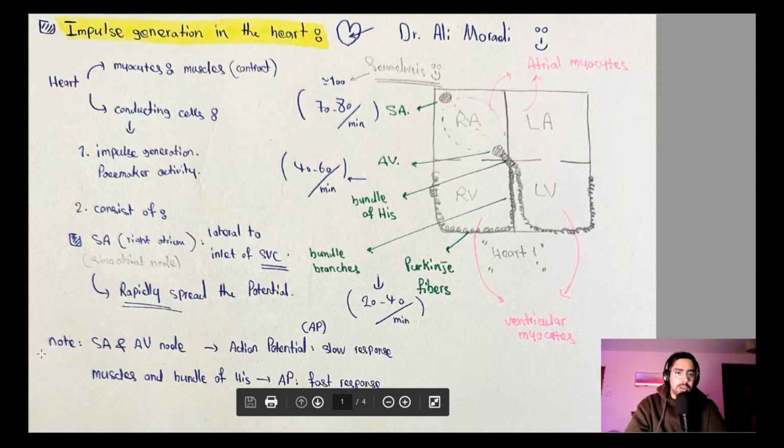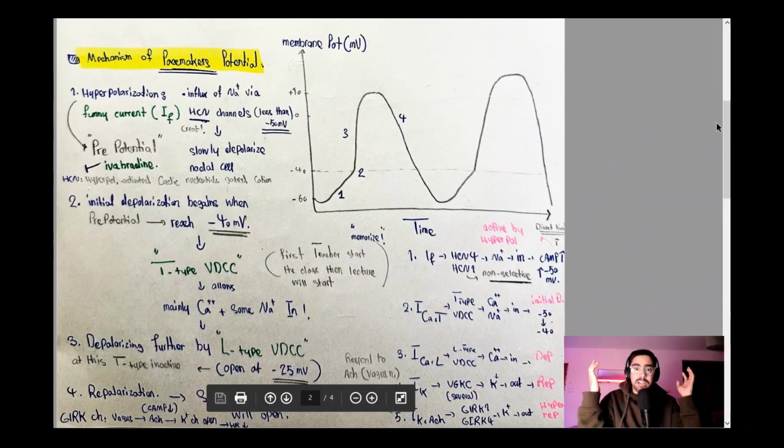The other important factor that you need to know is the action potential. What is action potential? Action potential, we have it everywhere. You guys probably know it from high school, from your college, that for example in nerves, sodium comes inside the cell and potassium goes out. They cause depolarization and repolarization. The same things happen in nodes, in these conducting cells, but they are a bit different, which we're going to talk about. So, the mechanism of pacemaker potential, the action potential that I talked about.